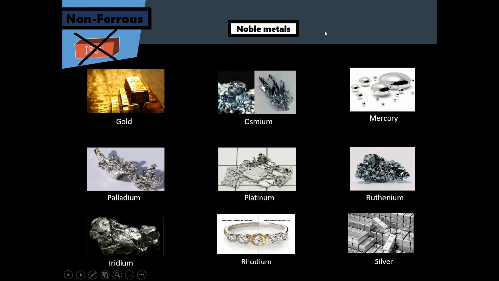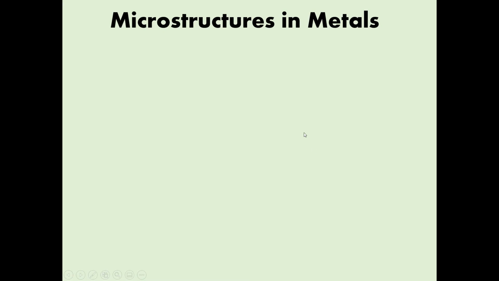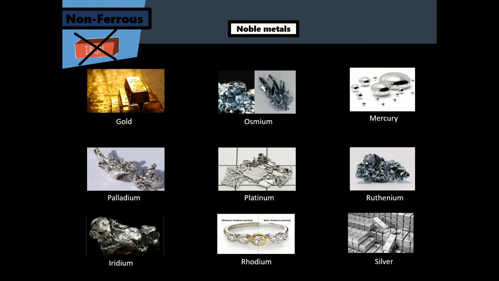And we also have some noble metals. We have gold, osmium, mercury, palladium, platinum, ruthenium, iridium, rhodium, and silver. Okay, so the point is we can add other impurities to gold, palladium, iridium, and silver. We can make other alloys of silver or mercury, whatever. Okay, so those are the types and the history of metals that we have here.